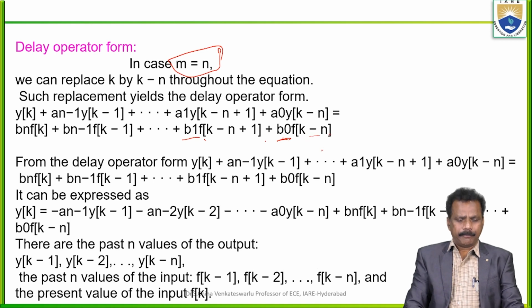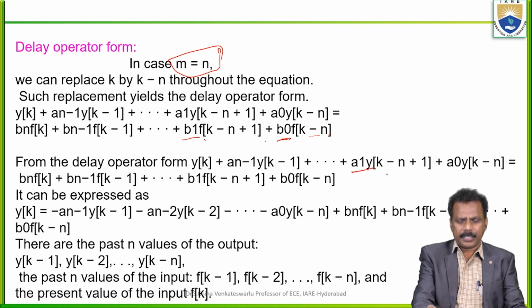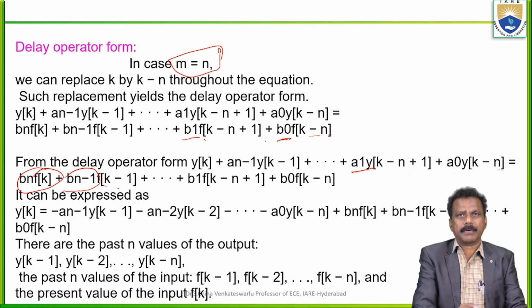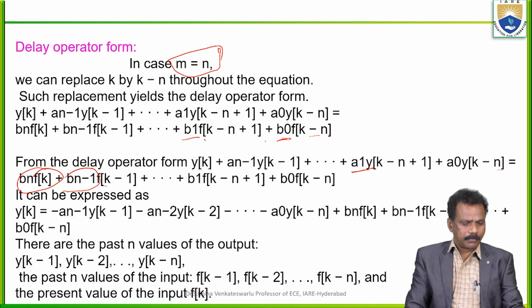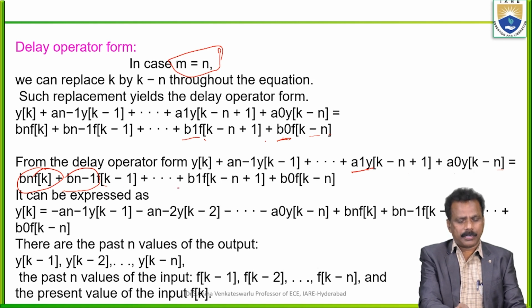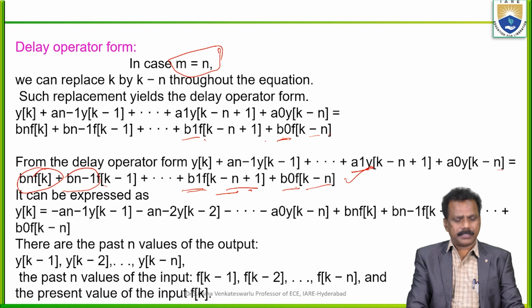plus and so on, b1 f of k minus n plus 1 plus b0 f of k minus n. Okay, with reference to this delay operator form, y of k plus a(n-1) y of k minus 1 plus and so on plus a1 y of k minus n plus 1 plus a0 y of k minus n is equal to bn f of k plus b(n-1) f of k minus 1 and so on, plus b(n-2) f of k minus 2 and so on, plus b1 f of k minus n plus 1 plus b0 f of k minus n.